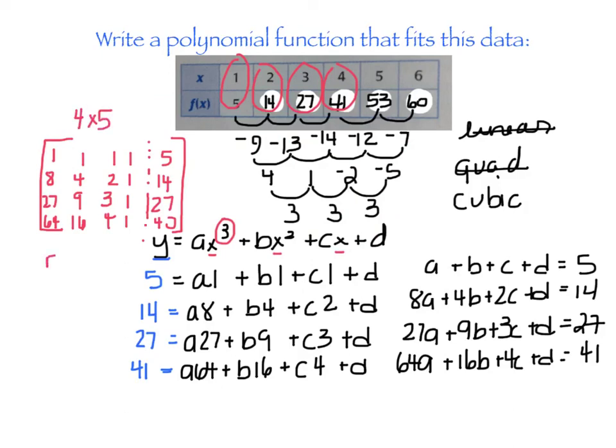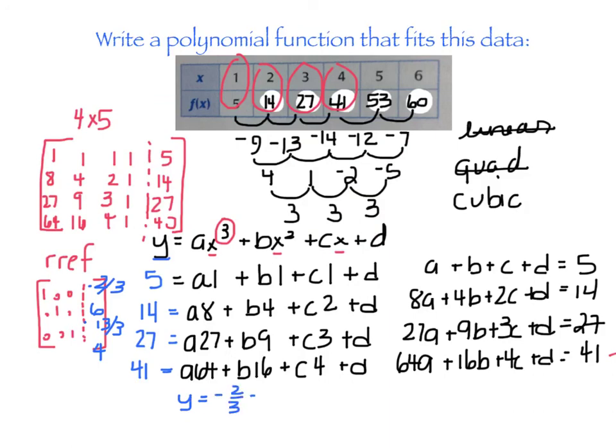And I'm going to do RREF and get the augmented matrix, the identity, which would be 1 on the diagonals, 0 here, and then my answers down the right-hand column. We're going to get negative 2/3 up here, we'll get 6 in the middle, we'll get negative 13 over 3 here, and 4. So I will now write the equation of the polynomial, y equals negative 2/3 x cubed plus 6x squared minus 13 over 3x plus 4.